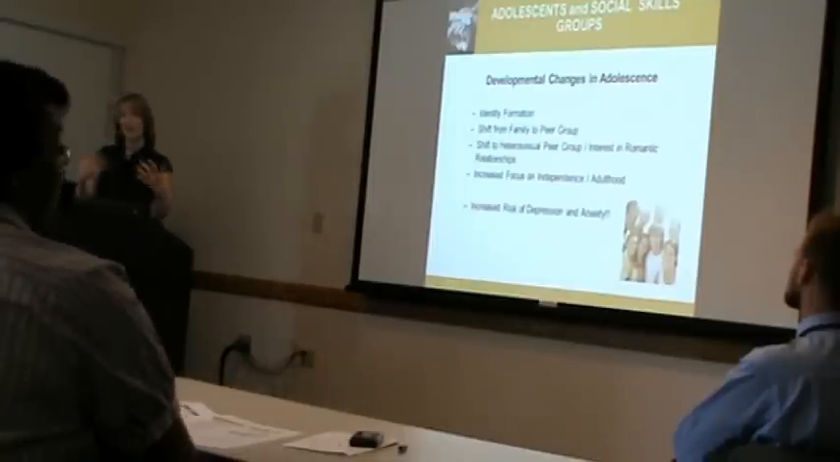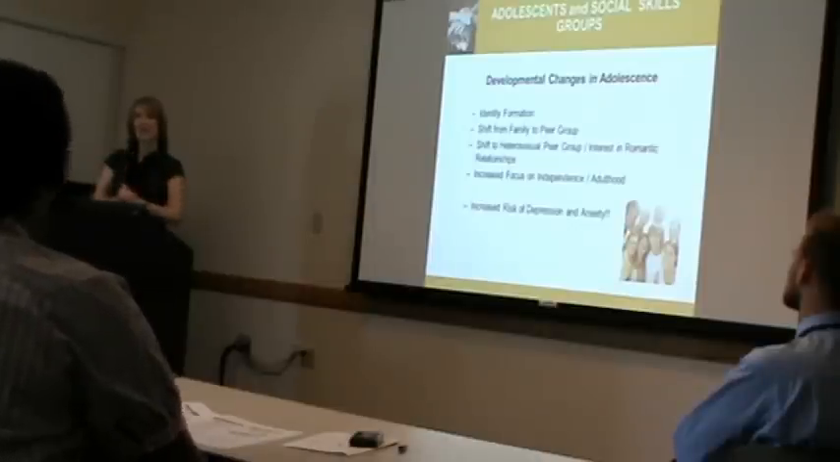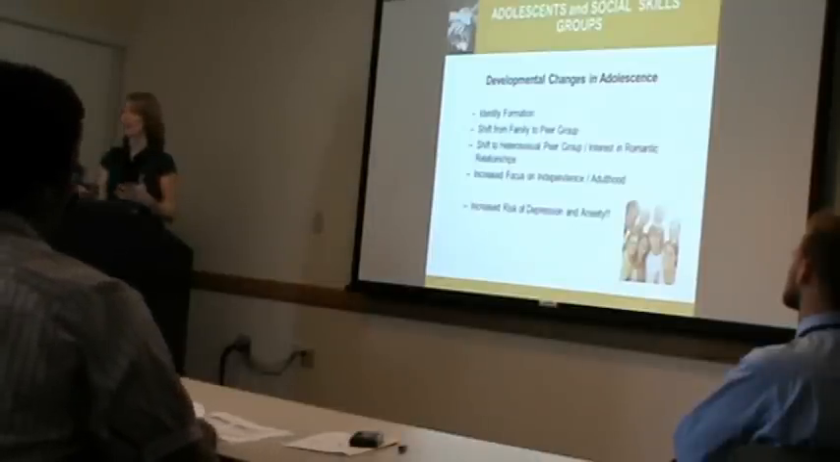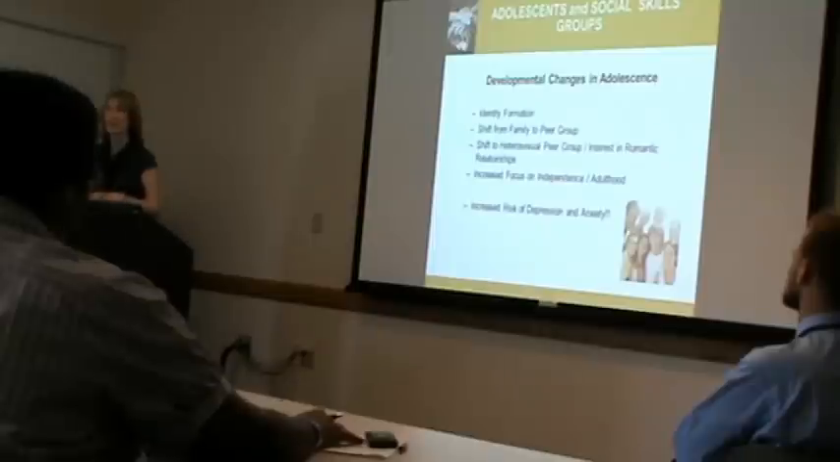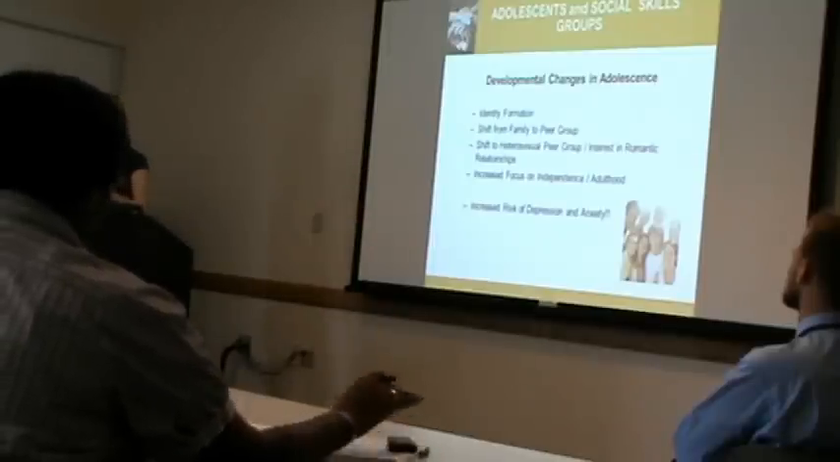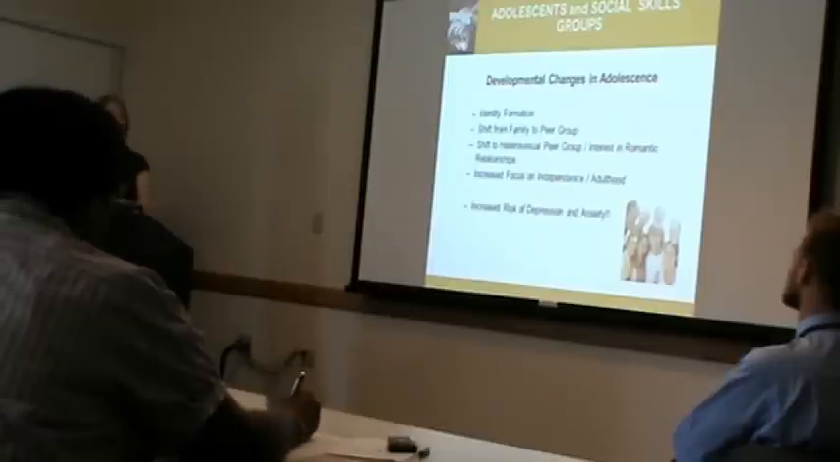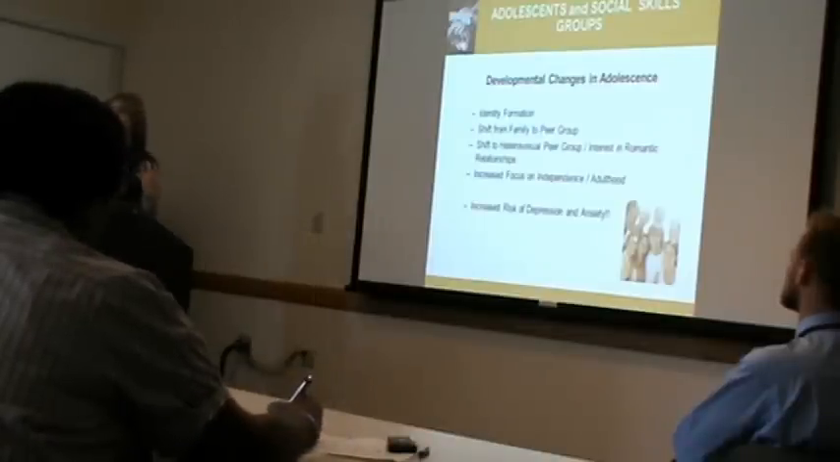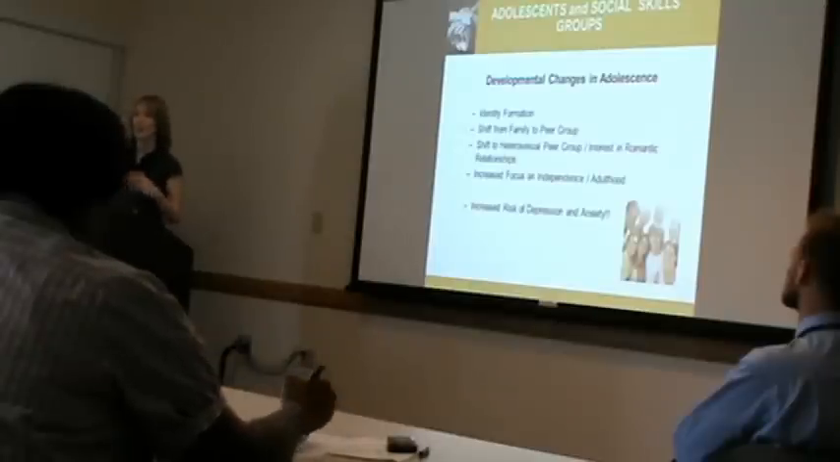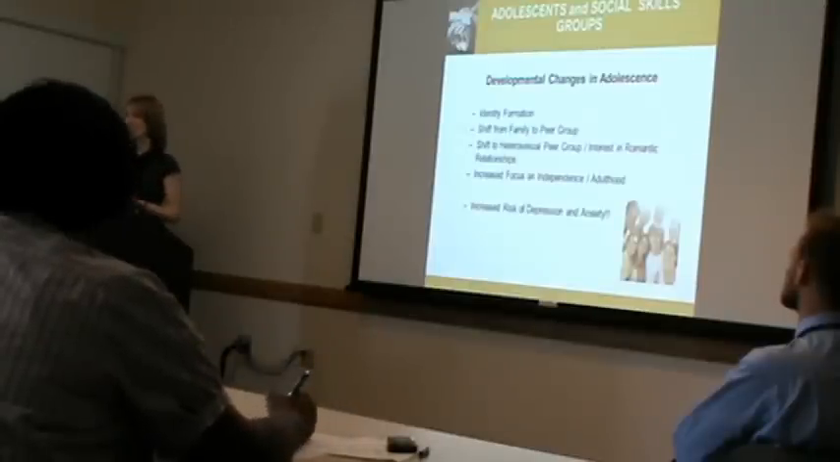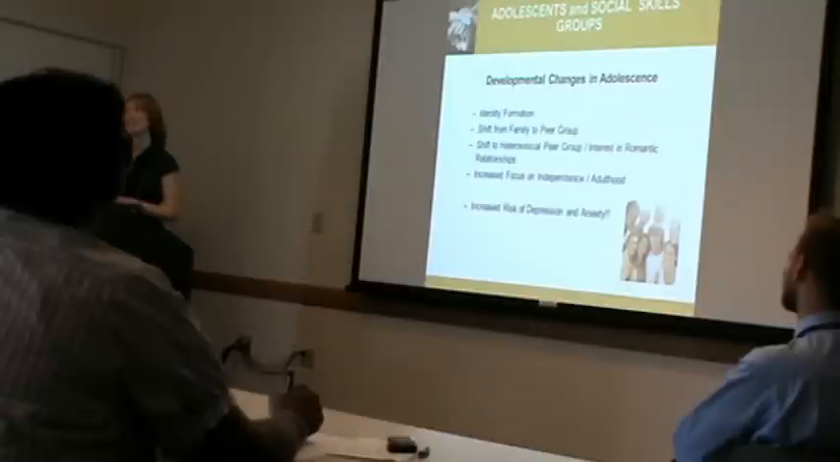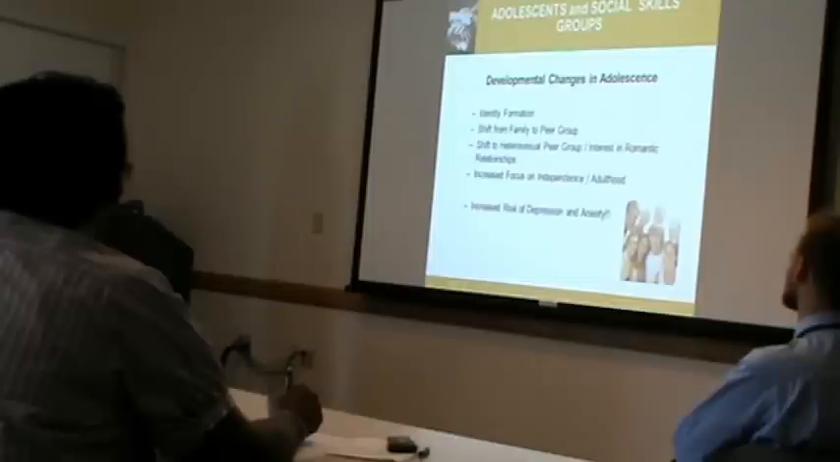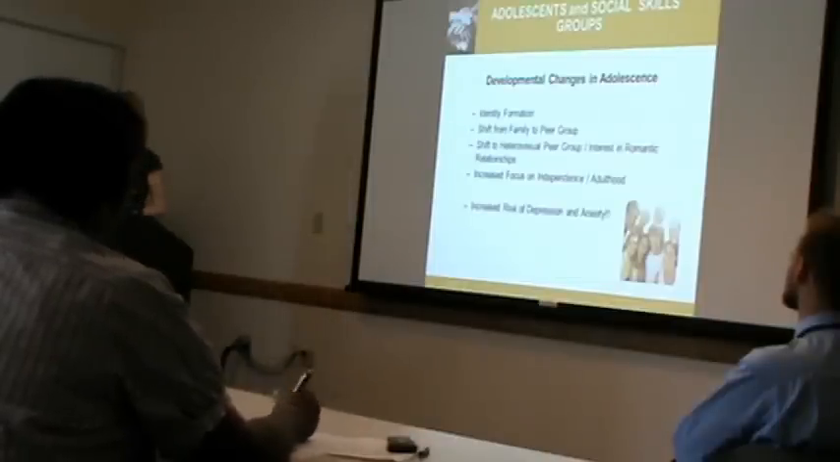So this kind of ultimately sets up adults to be less of authority figures and people who can give them feedback that they're willing to accept. So this creates a need for change in how we approach social skills. There's also more of a shift to a co-ed heterosexual peer group. You know, boys leave that girls-are-icky stage, and there's increased interest in romantic relationships. And there is an increased focus on independence and thinking about becoming an adult.